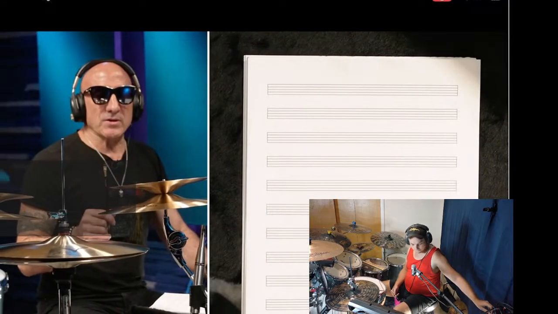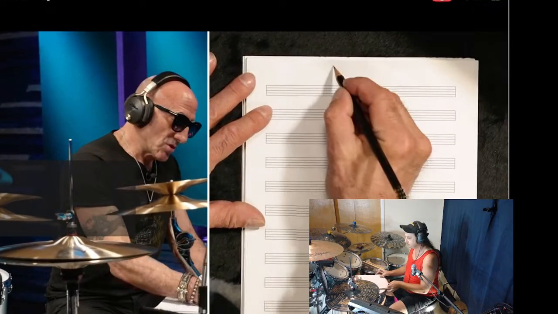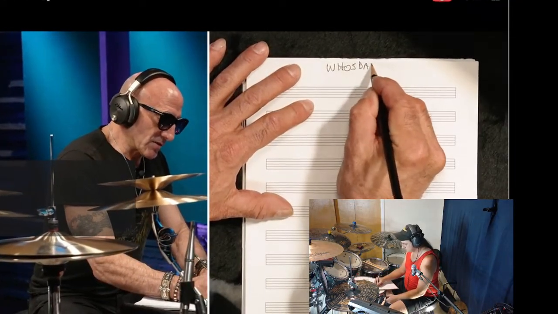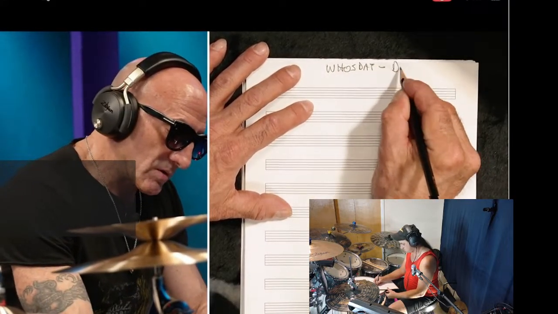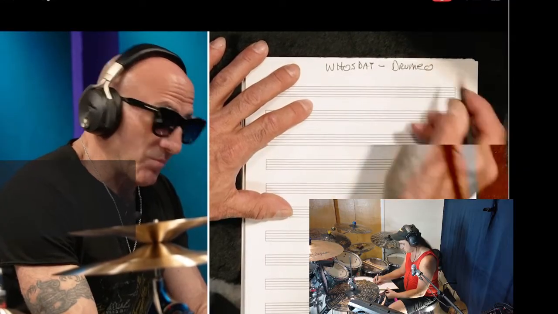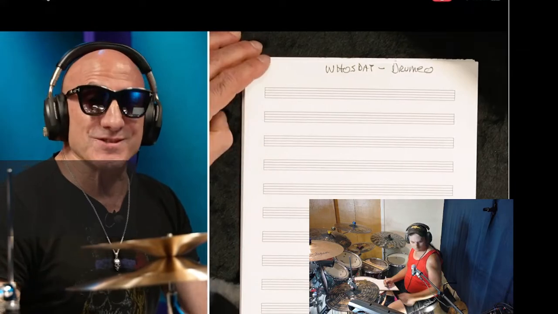Okay, when I start writing a chart, the first thing I do is I write the title on the top of the chart like this, so it's Who's Dat? In this case, I don't know who wrote the song, so I'll write down Drumeo. I save all my charts. This is the way, so I always have a folder. I've got thousands and thousands of charts.